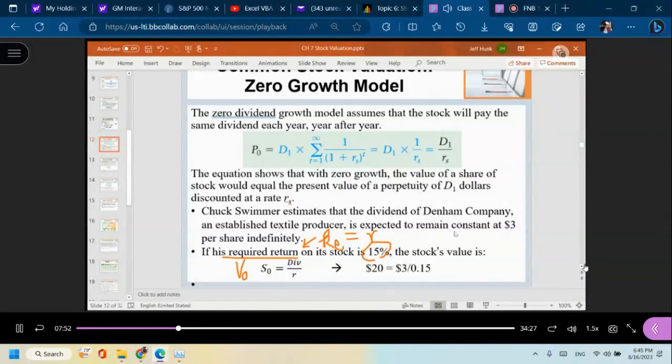And what do you do? Because the dividend is constant, right? It says expected to remain constant, right? $3, right? Divided by required return, 0.15. So you come to $20, right?